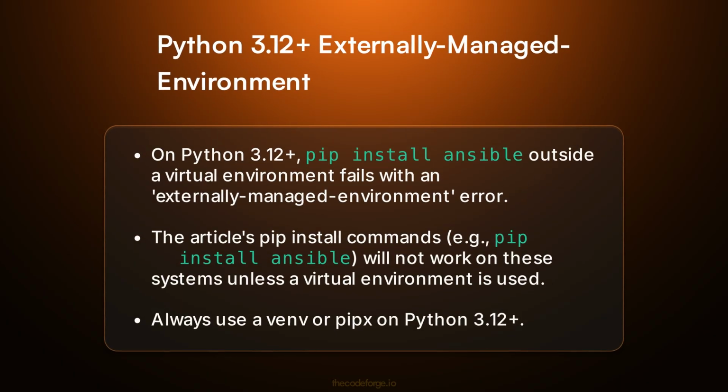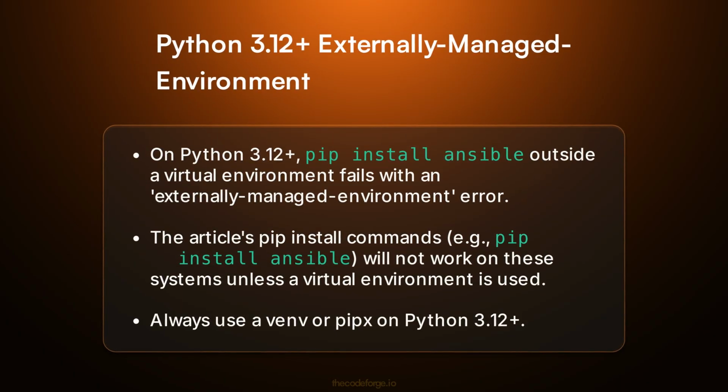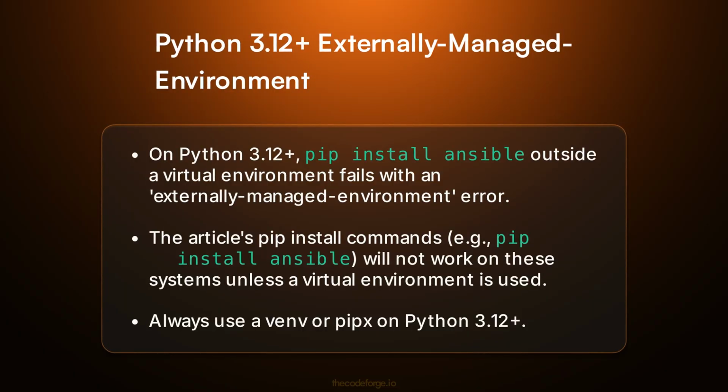On Python 3.12+, pip install ansible outside a virtual environment fails with an externally-managed-environment error. The article's pip install commands, e.g., pip install ansible, will not work on these systems unless a virtual environment is used. Always use a venv or pipx on Python 3.12+.